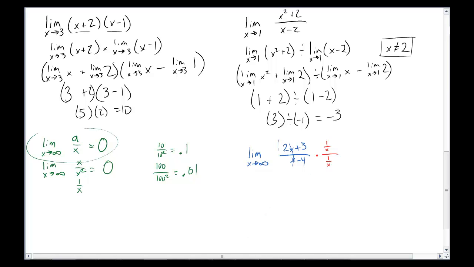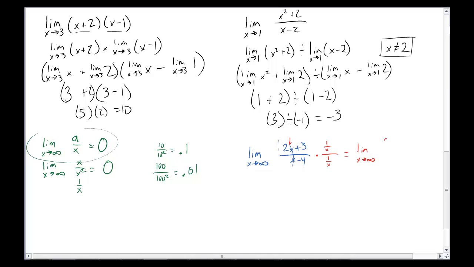But I'm going to multiply by 1 over x times 1 over x. Now why 1 over x? Because that's the highest degree variable right here. Alright, now watch what happens when I do that. I'm still going to have the limit. I haven't done the limit part yet. It still needs to be there until I actually do the limit.